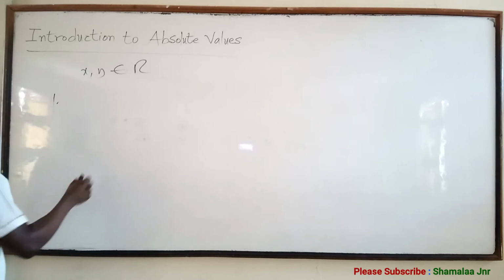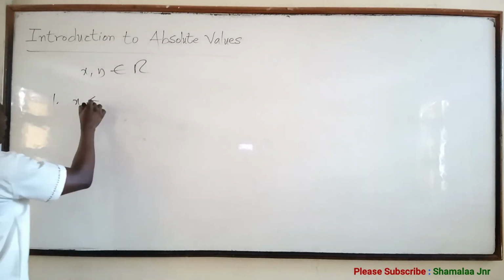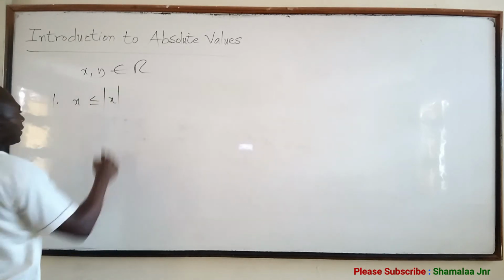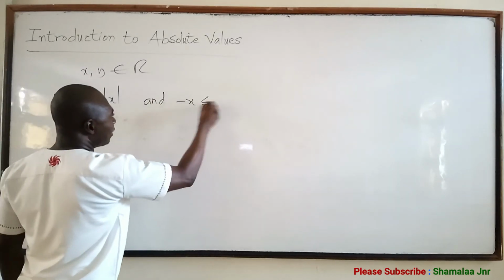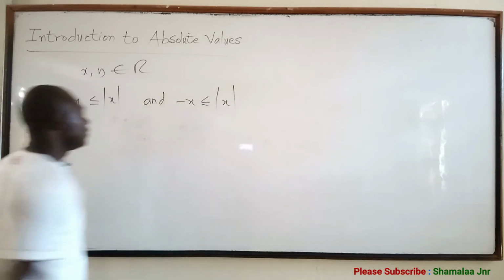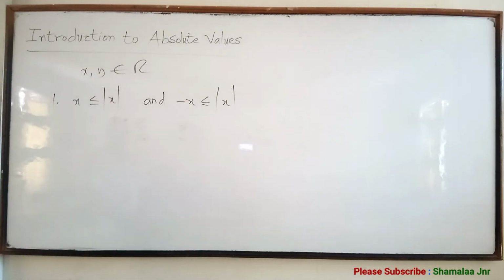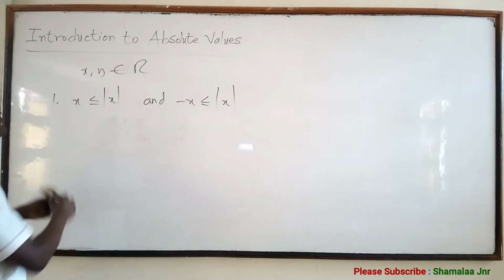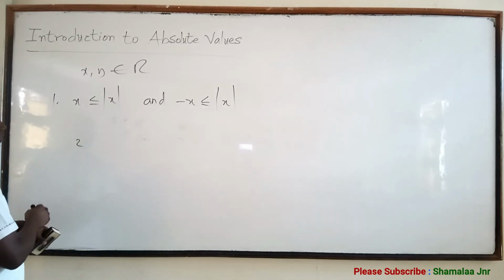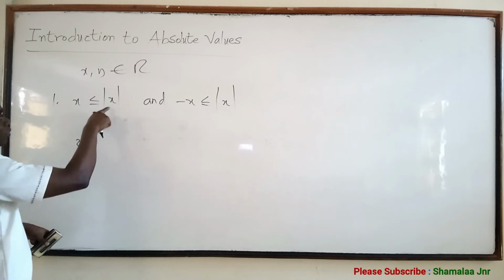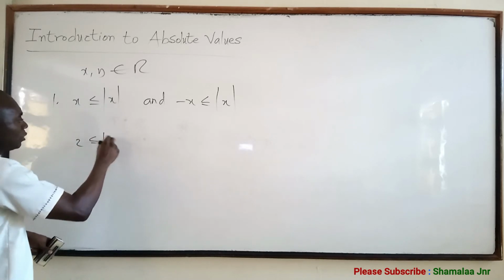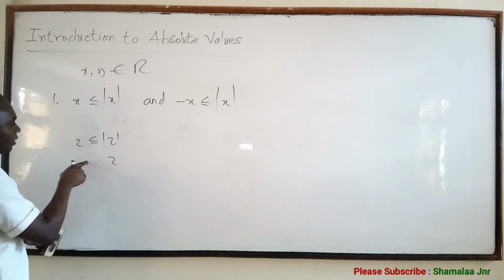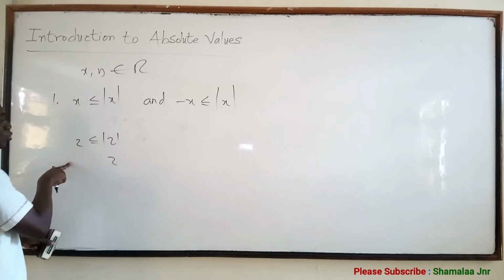1. x is less than or equal to the absolute value of x, and negative x is less than or equal to the absolute value of x. Yeah, this is true. Now, if you pick, say, 2, 2 is less than or equal to the absolute value of 2. The absolute value of 2 is 2, and you can see that 2 is equal to 2.